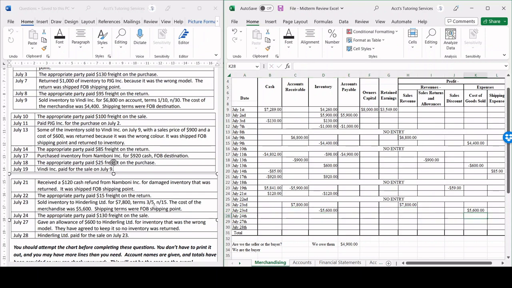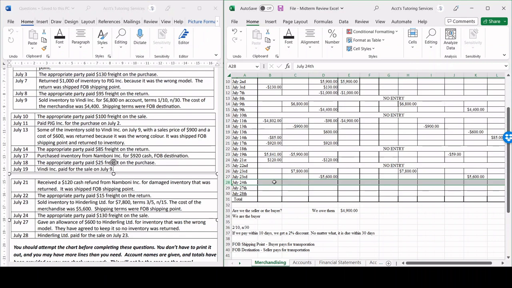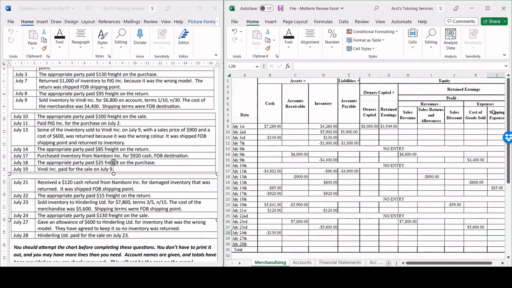All right, so now it's FOB shipping point. We're the seller. If it's FOB shipping point, we pay for transportation. So the appropriate party paid $130 right on the sale. So July 24th. In this case, we paid it with cash, $130. And then we're going to increase shipping expense by the same amount. So 130.